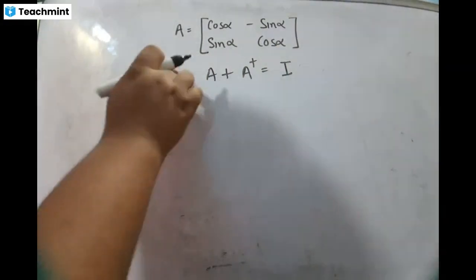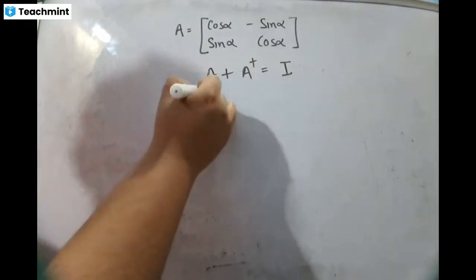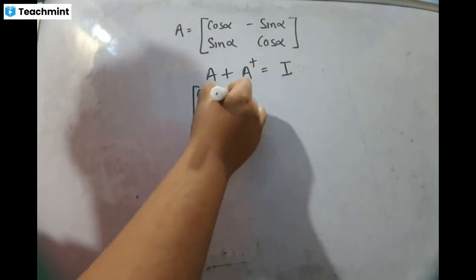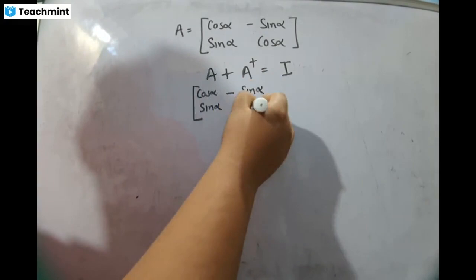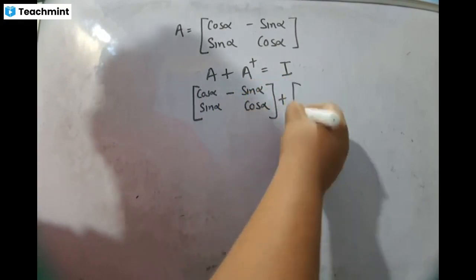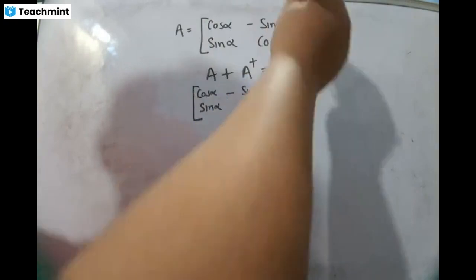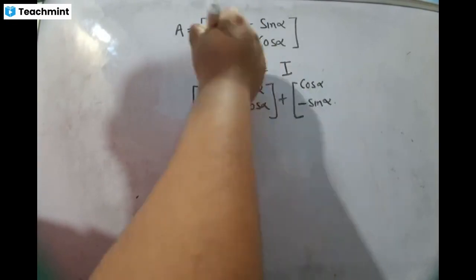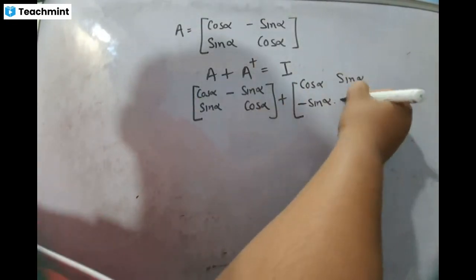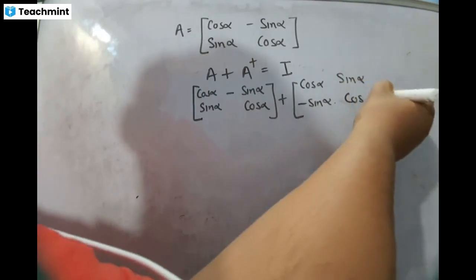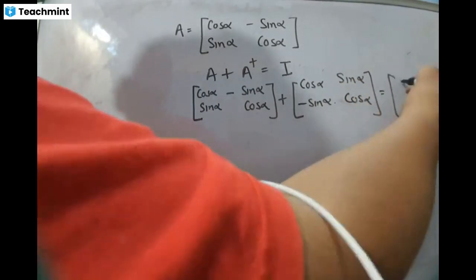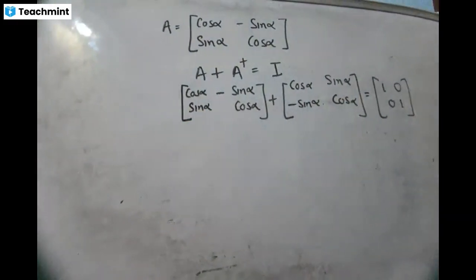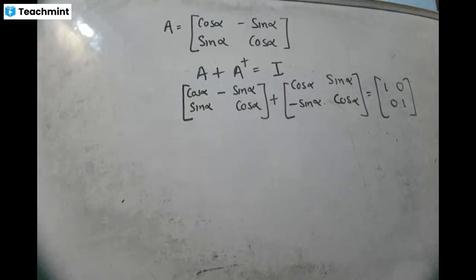So how do I do this? Simple. Put the value of A. What is the value of A? Cos alpha, minus sine alpha in the first row, then sine alpha, cos alpha. What is A transpose? Row changes to column. So the first row will become cos alpha, sine alpha, and the second row is going to be minus sine alpha, cos alpha. And what is the identity? [[1,0],[0,1]].